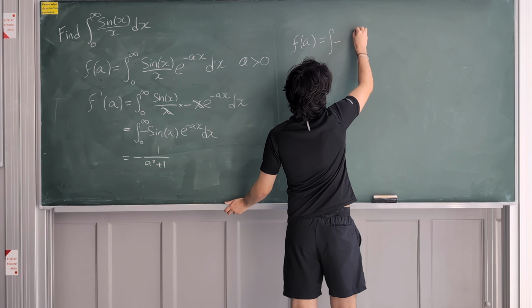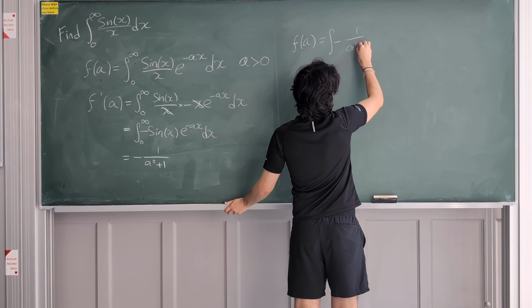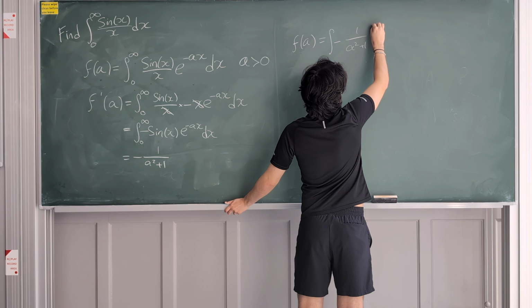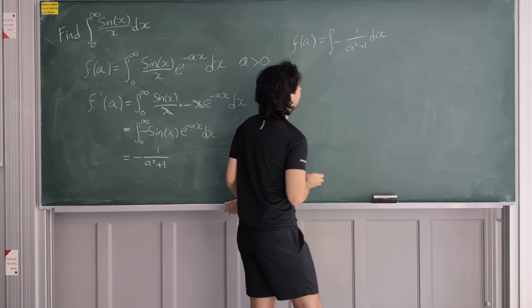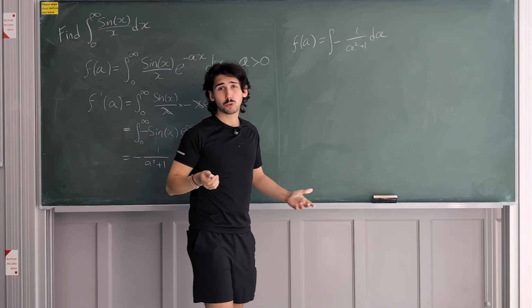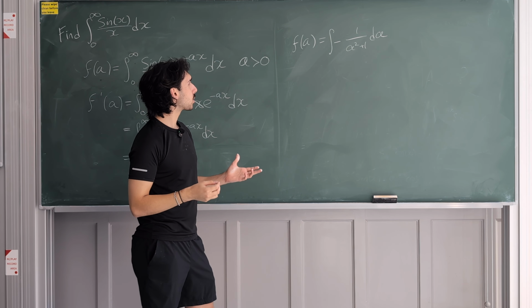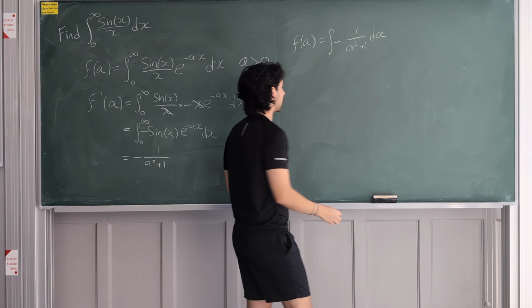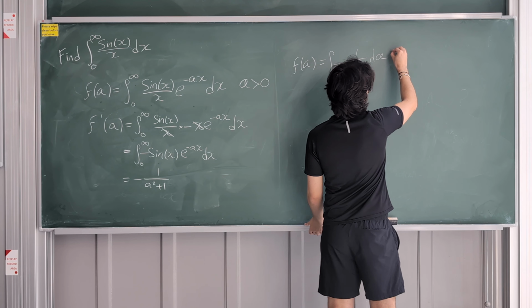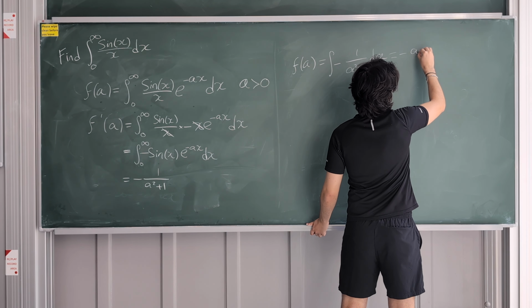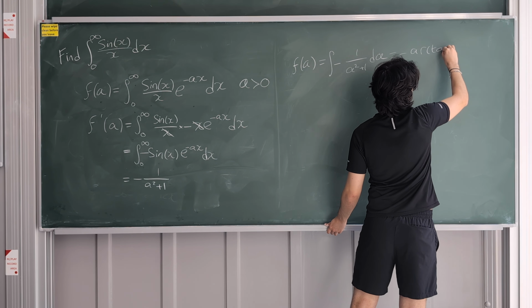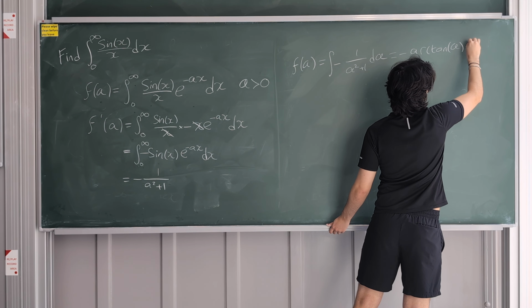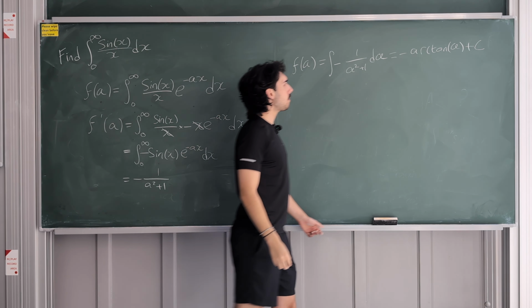So it's the integral of minus 1 over a squared plus 1 dA, okay? And this is a very famous integral. The integral of 1 over x squared plus 1 dx is arctan x. So there's no exception here just because it's the letter a. So this is equal to minus arctan, or inverse tan, of a plus c, okay?